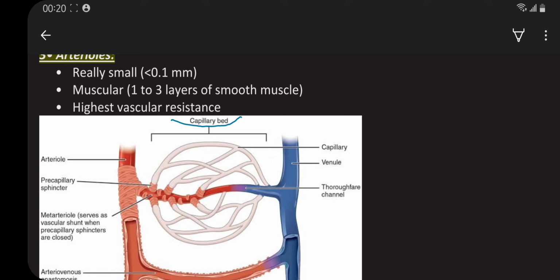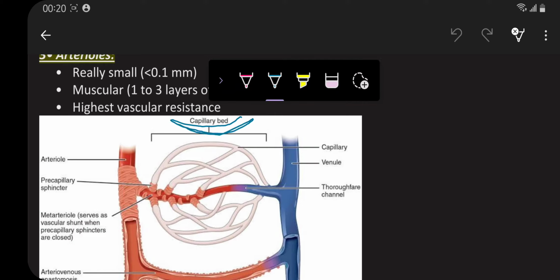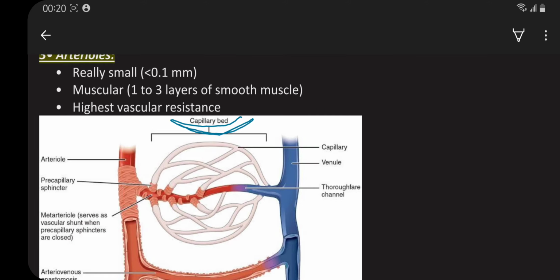And they're the ones that come right before the capillary bed, right here, and these have the highest vascular resistance because their diameter is super small and their wall is pretty thick compared to their diameter, so they have a lot of resistance, and they can contract and really regulate the blood flow to the capillaries.